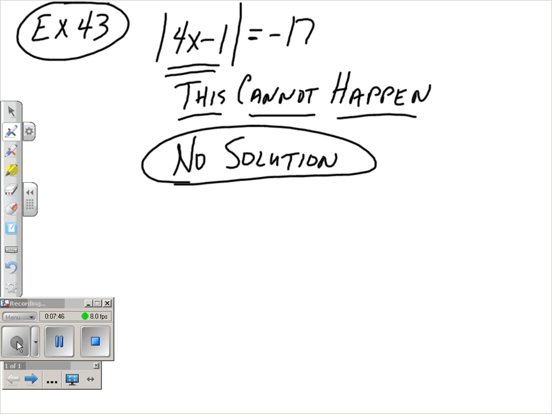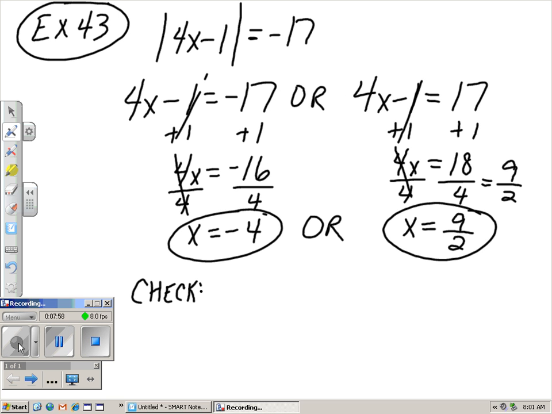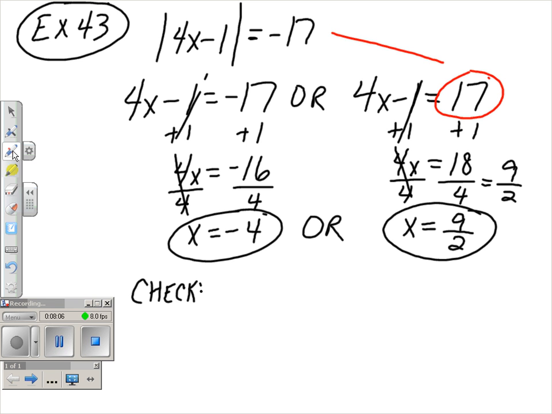And you can save yourself a bunch of time on the test working out a problem that doesn't really need to be worked out. Now I'm going to go ahead and work it out real quick and show you what would have happened if you didn't recognize it. Here I've worked out both options. 4x minus 1 equals negative 17, or 4x minus 1 equals, remember it's the opposite of what you see, so the opposite of negative 17 is positive 17. I worked them both out and got x equals negative 4 and x equals 9 over 2.